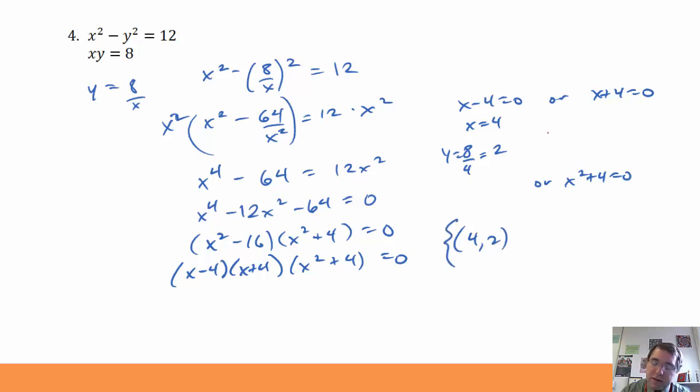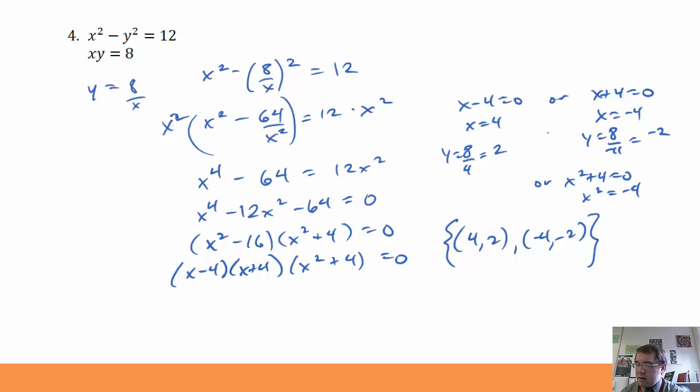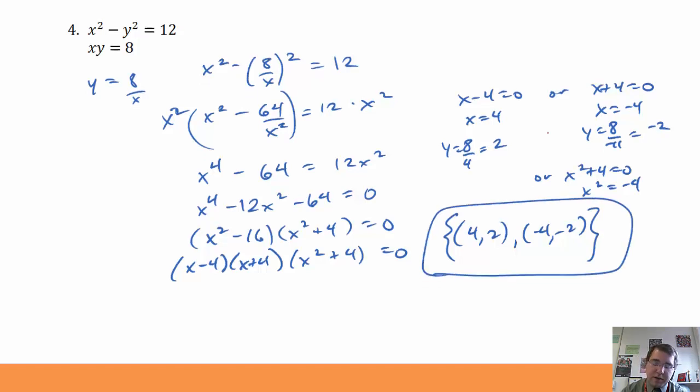If x plus 4 equals 0, then that means x equals negative 4. And if y is 8 over negative 4, that makes y negative 2. So I will have the point negative 4, negative 2 as a solution. If x squared plus 4 equals 0, that means x squared equals negative 4. And if I try to take the square root of both sides, I'll have the square root of a negative number. And again, I'm going to ignore the complex, the imaginary solutions, because they do not lead to points of intersection on my graph. I have only two solutions here, 4 comma 2 and negative 4 comma negative 2. And I write them as a solution set.